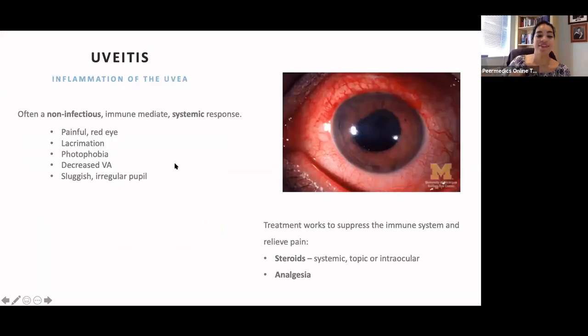Okay, perfect, cool. So uveitis. Uveitis, as we talked about before, is inflammation of the uvea. And as we said, the uvea is the choroid, the ciliary body, and the iris. Sorry, I did make that up earlier.